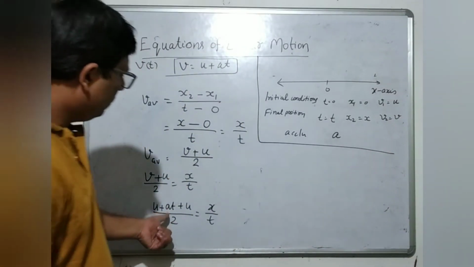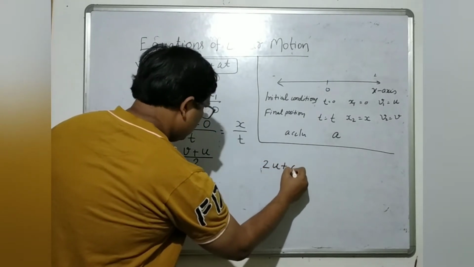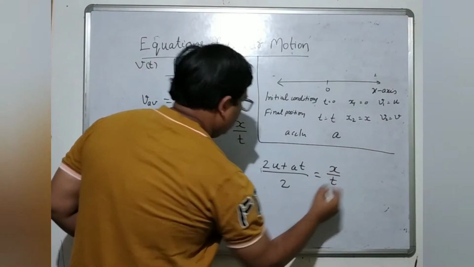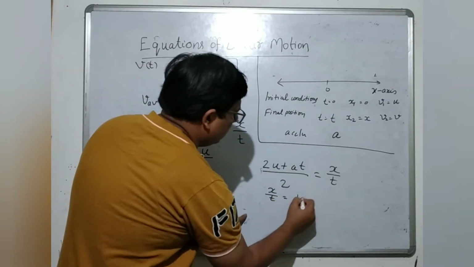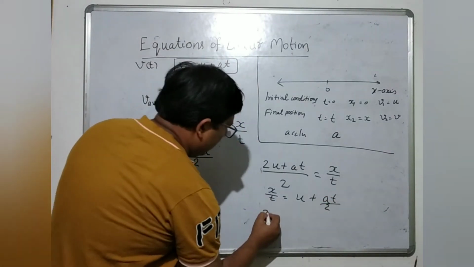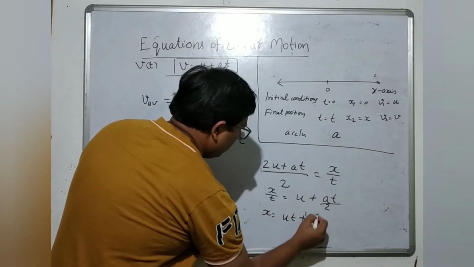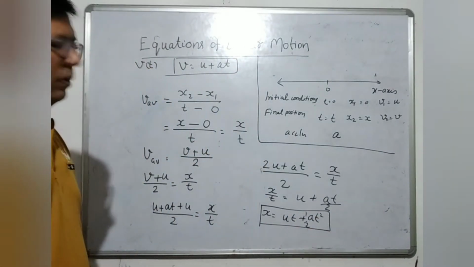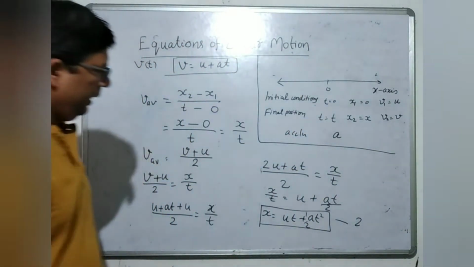So now we just have to solve this. (2u plus at) upon 2 is equal to x upon t. So we can write the other way, x upon 2 is equal to (u plus at) upon 2, and x is equal to ut plus half at square. So this gives you the second equation of motion. This is our second equation of motion.